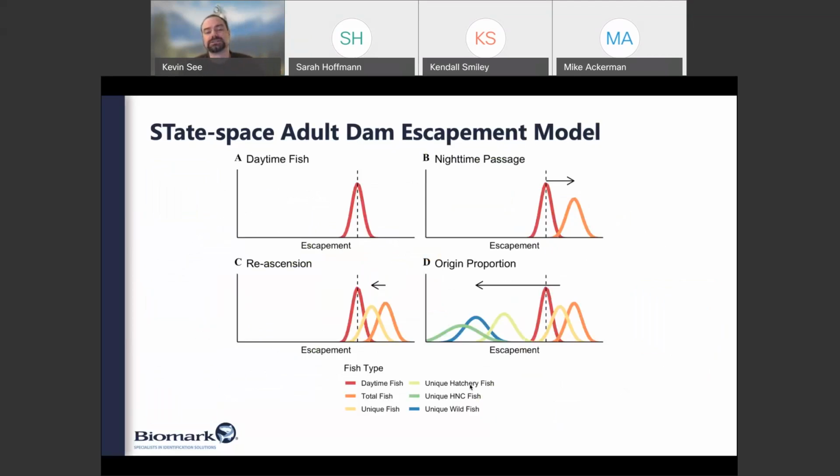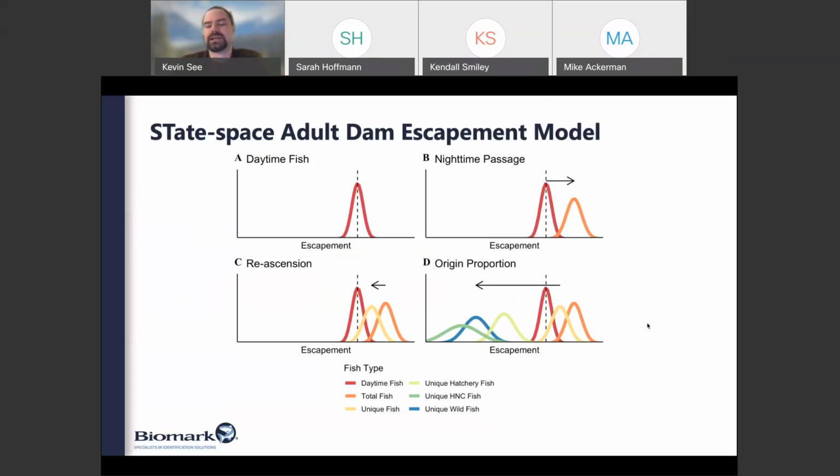Another way to look at that is to explain it through some distributions. The window count would be that dashed line in the top left panel here. So how many fish are crossing during the day? As I mentioned, with the fish trap, we can help put some uncertainty around that, which is represented by that red distribution there. You account for night passage, so you're getting a few more fish. Then you discount that for reascending fish, so it gets a little bit smaller. And then you split those total fish into the unique origin proportions.